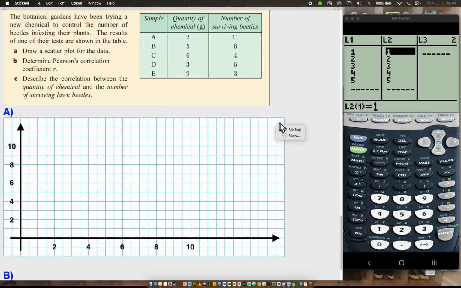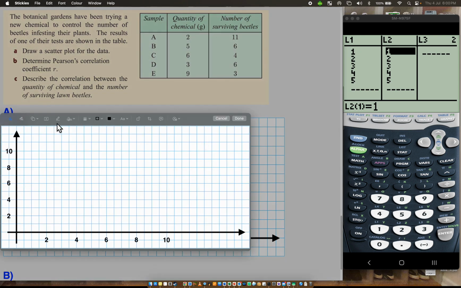So for a scatter plot, you need to decide what the explanatory or the independent variable is. Beetles aren't going to affect the amount of chemical. However, the amount of chemical is going to affect the number of surviving beetles. So you can see when there's a low amount of chemical applied, there's heaps of beetles. When there's a high amount of chemical applied, there's less beetles. So quantity of chemical should be on the x-axis, and number of beetles should be on the y-axis.